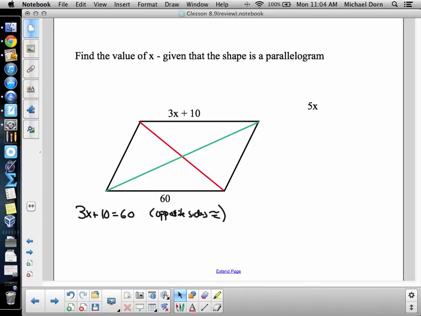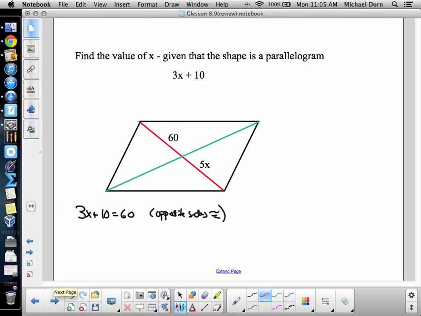Okay, how about if I do 60 here and 5x here? What would the equation look like now? 60 equals 5x. Which property of a parallelogram are we working with there? Diagonals bisect each other.